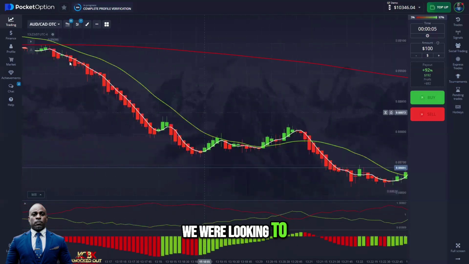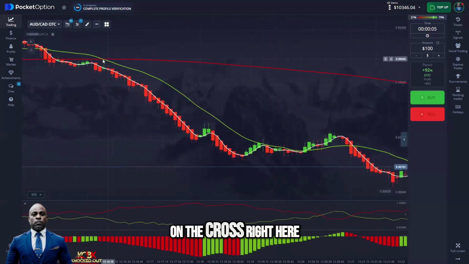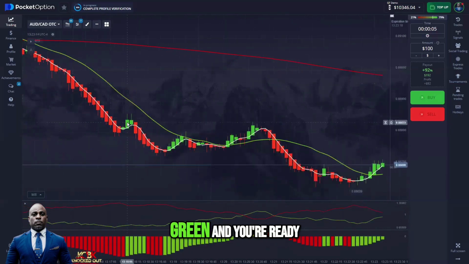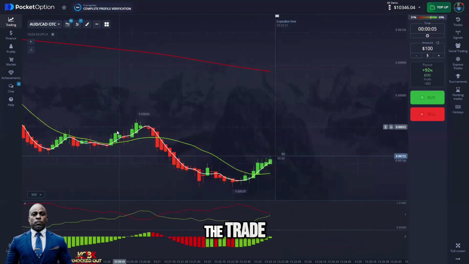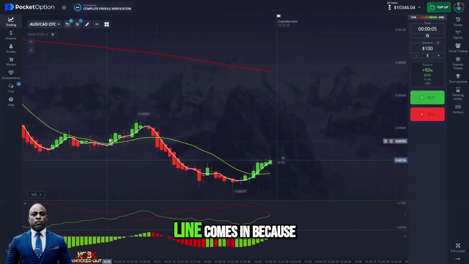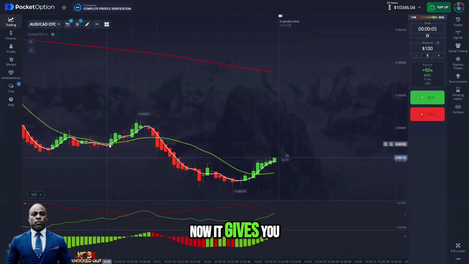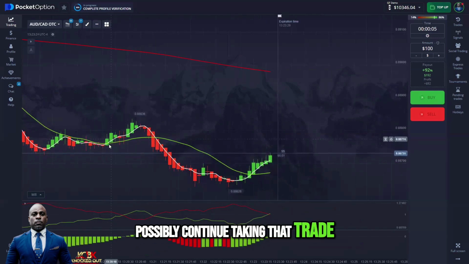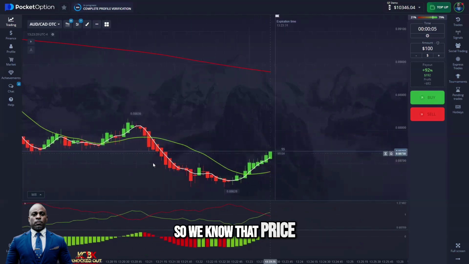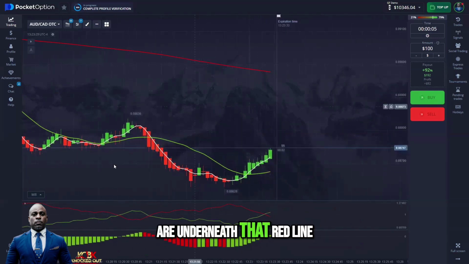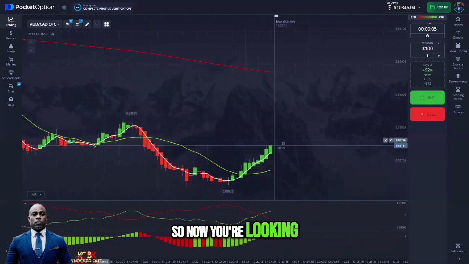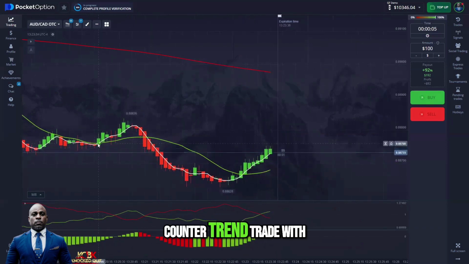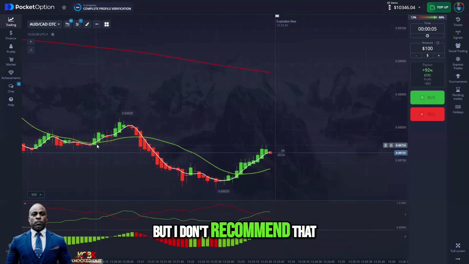Initially, we were looking to enter the trade up on the cross right here. But what happens when you're in the trade and then you get green and you're ready to get out of the trade? That's where this line comes in, because now it gives you an additional entry to possibly continue taking that trade. So we know that price, aka the candles, are underneath that red line. So now you're looking to enter trades going with the trend, and you can also counter trend trade with this as well, but I don't recommend that.